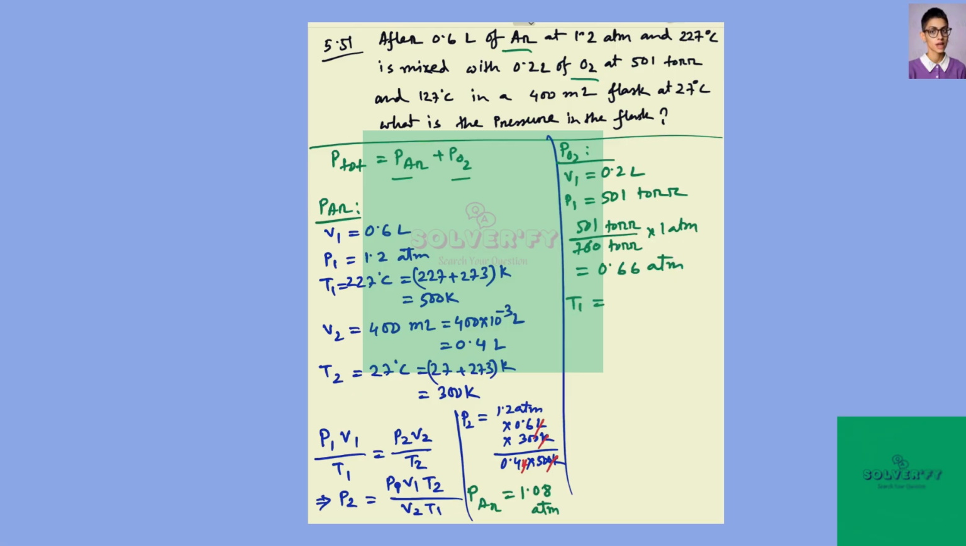The initial temperature is 127 degrees Celsius. Let's convert it to the Kelvin scale, which gives us 400 Kelvin. Final volume of the container is 400 milliliter, or 0.4 liter, and the temperature is 27 degrees Celsius, or 300 Kelvin. Again, let's calculate the final pressure for oxygen.